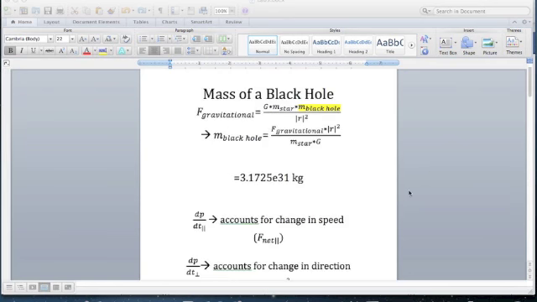In conclusion, this lab has allowed us to explore the gravitational force equation as well as the relationship between dp/dt and force.